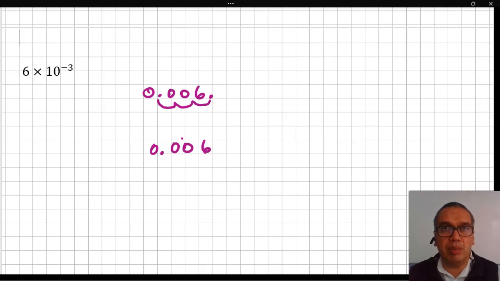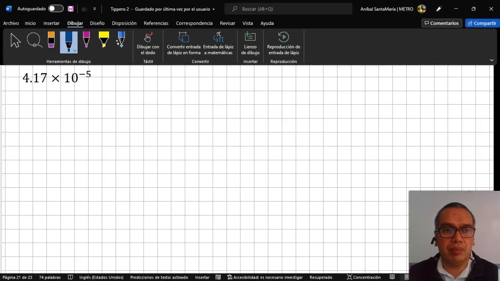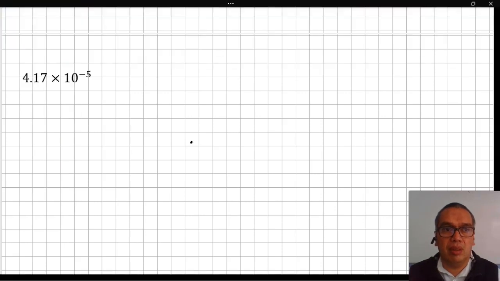This process is the same even if you have more digits in your quantity. Look at this final example. The decimal point is right after the 4, and the exponent is negative 5, which means you need to move it 5 spaces to the left. Therefore, this quantity is equal to 0.0000417.